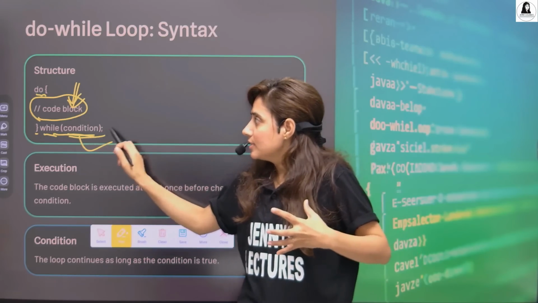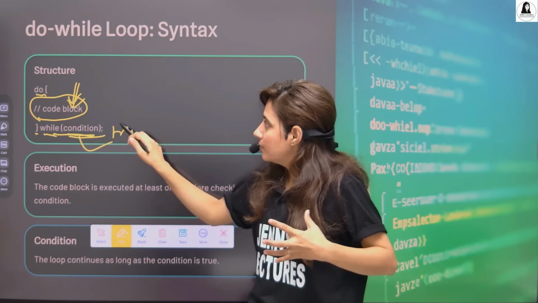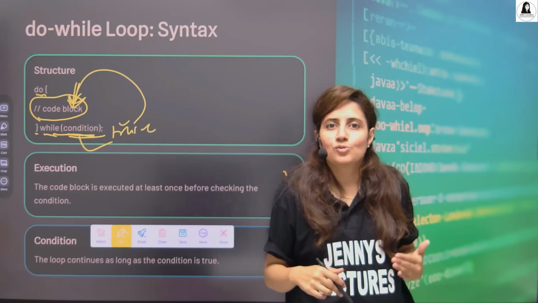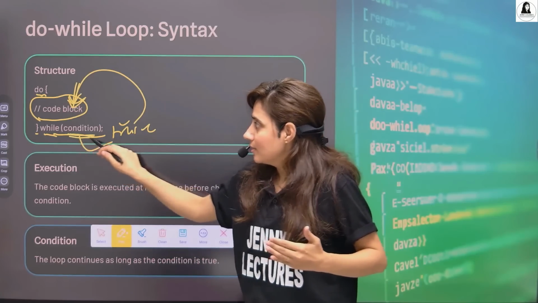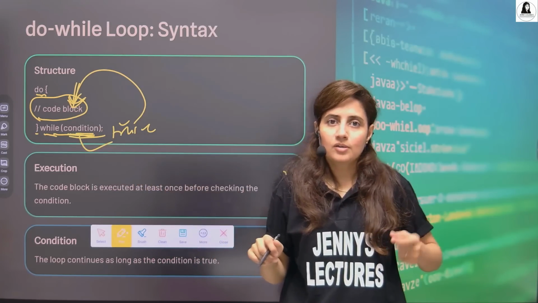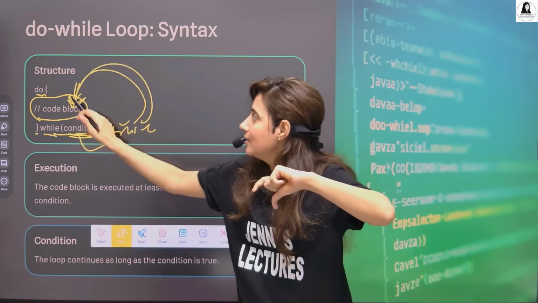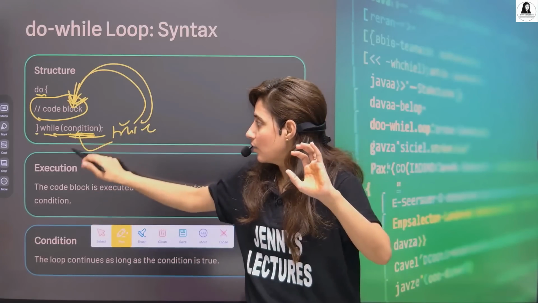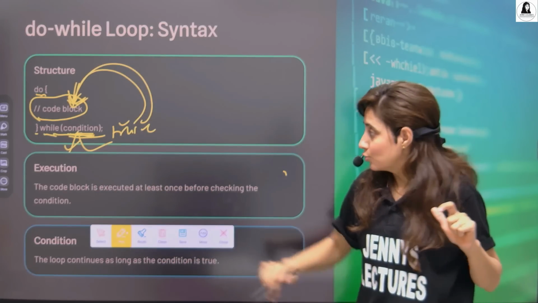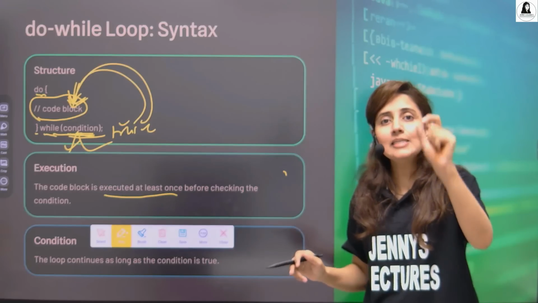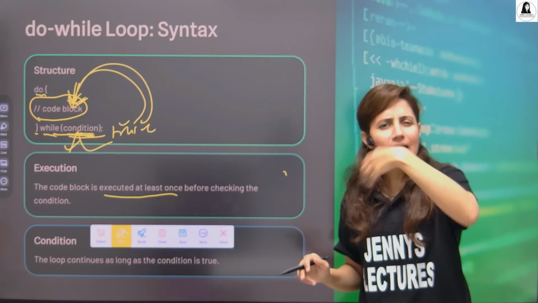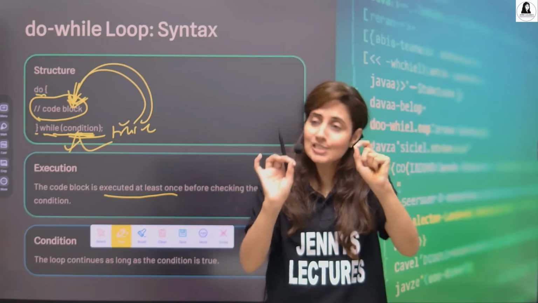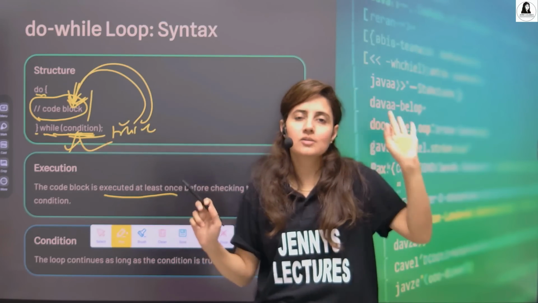And now, if this condition is true, then again enter into this loop. While exiting, again check the condition. If still condition is true, again enter into this loop. Once the condition becomes false, out of the loop. So the code block is executed at least once, regardless of the condition. Doesn't matter whether the condition is true or not, but at least once this block would be executed.